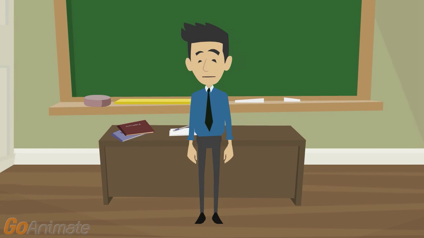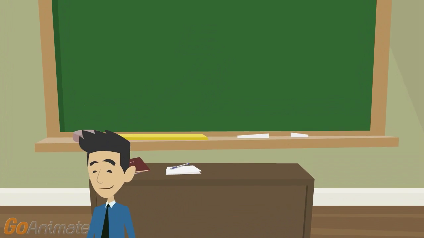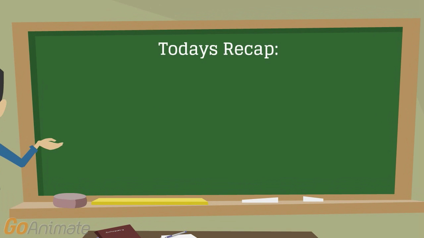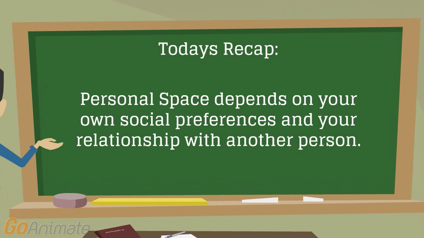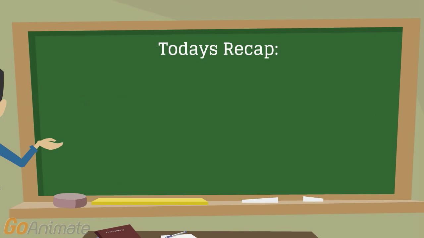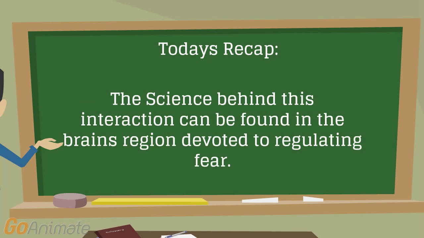Now that we are experts in public space, let's recap what we learned today. Personal space depends on your own social preference and your relationship with another person. We also learned about the four-bubble theory and the various factors that go into individual bubble construction. The science behind this interaction can only be explained by the amygdala, or the region of the brain responsible for regulating fear.